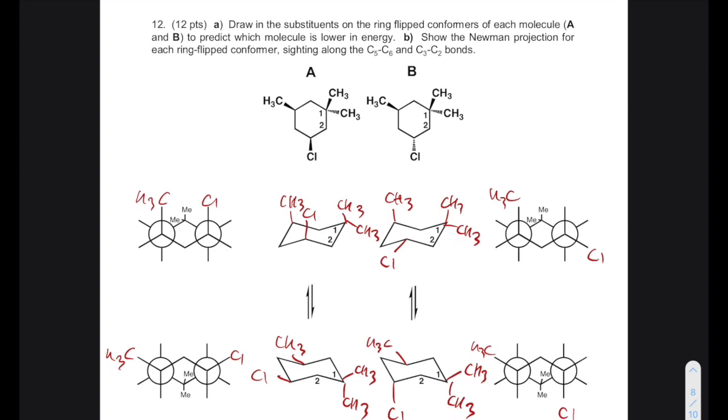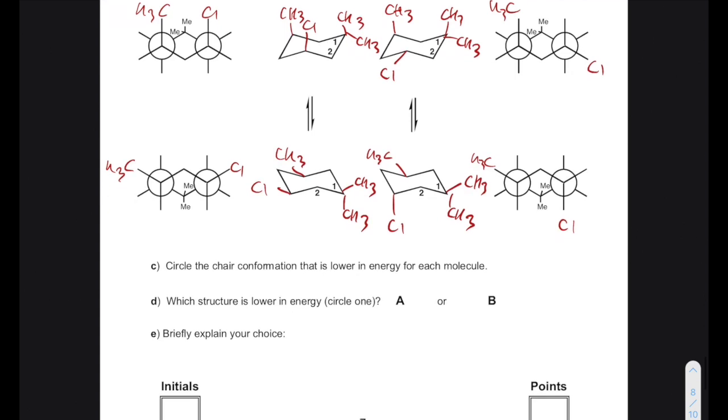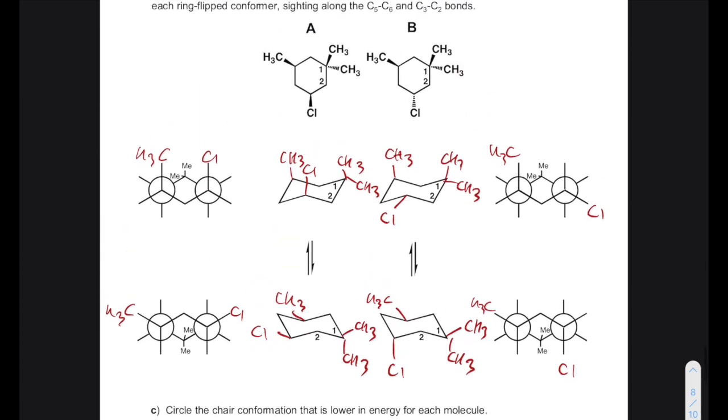So now we need to answer these questions down here. It says circle the chair conformation that is lower in energy for each molecule. Well, if we compare, let's say first A on the left, we have 2 axial forms of a methyl and a chlorine, and here we have 2 equatorial, so pretty easy. Equatorial is more stable. Fewer of these 1,3 diaxial interactions.